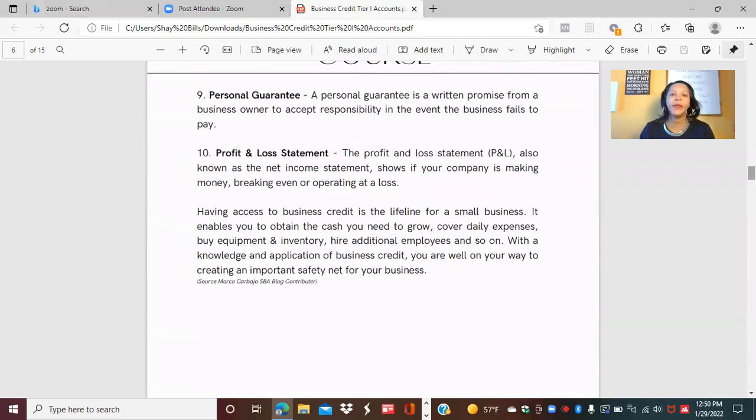Personal guarantees. A personal guarantee is a written promise from a business owner to accept responsibility in the event the business fails to pay. You don't want that, okay? You're going to see, again, within the trainings, when I talk about tiers, I'm usually going to be saying no PG. You do not want PGs when you are building your business credit. Let me tell you why.